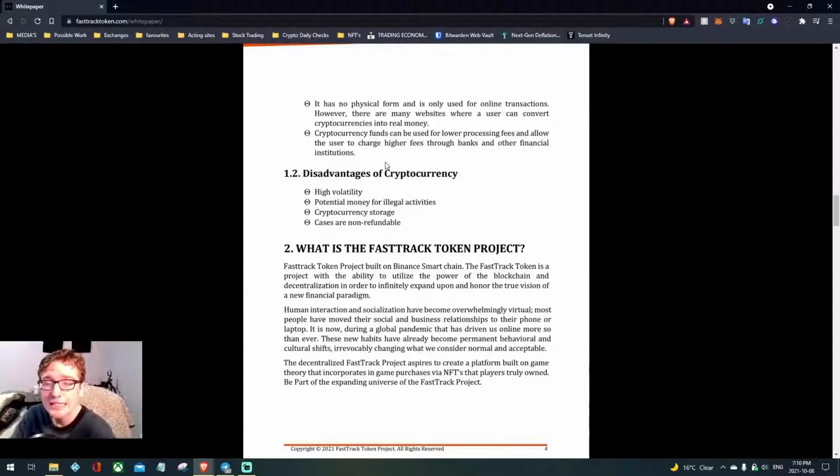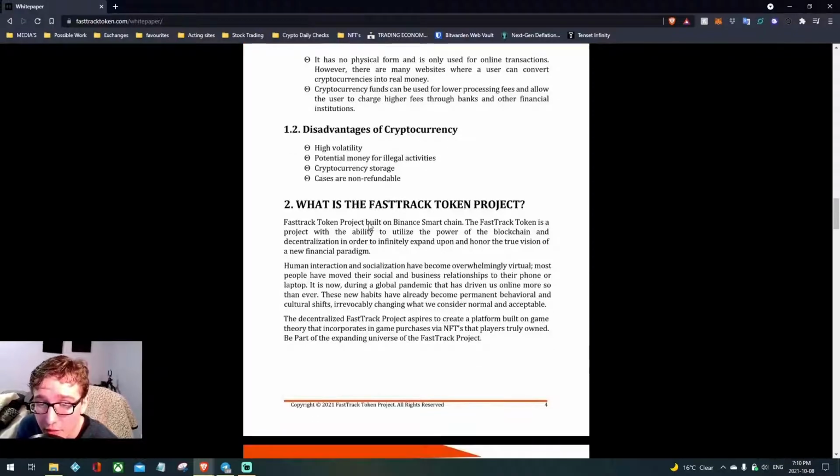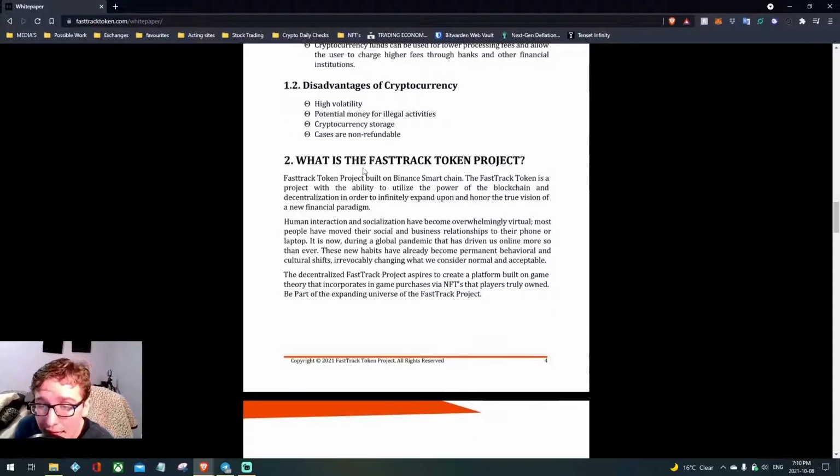1.2. Disadvantages of cryptocurrencies. High volatility. Potential use for illegal activities. Cryptocurrency storage. Cases are non-refundable. What is the Fast Track Token project? The Fast Track Token project is built on the Binance Smart Chain. The Fast Track Token is a project with the ability to utilize.